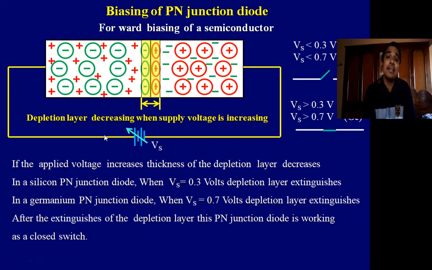Then what happens, easily these holes will go to this side, easily these electrons will go to this side, so there will be conduction of current. So here we can say we are controlling electricity: 0.3 volts for germanium, 0.7 volts for silicon is required. After that only you can conduct, meaning you are getting a very small amount of control.